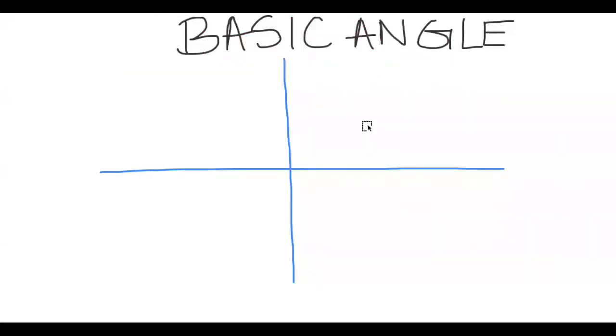The third thing that we're going to be doing in this video will be the basic angle. The basic angle is a reference angle, and as you can see, I have drawn a Cartesian plane over here. We have 4 quadrants. The first quadrant is this, the second is this, the third is this, and the fourth one is this. Now, the basic angle or the reference angle remains constant in all the 4 quadrants, and all the other angles depend on the basic angle.